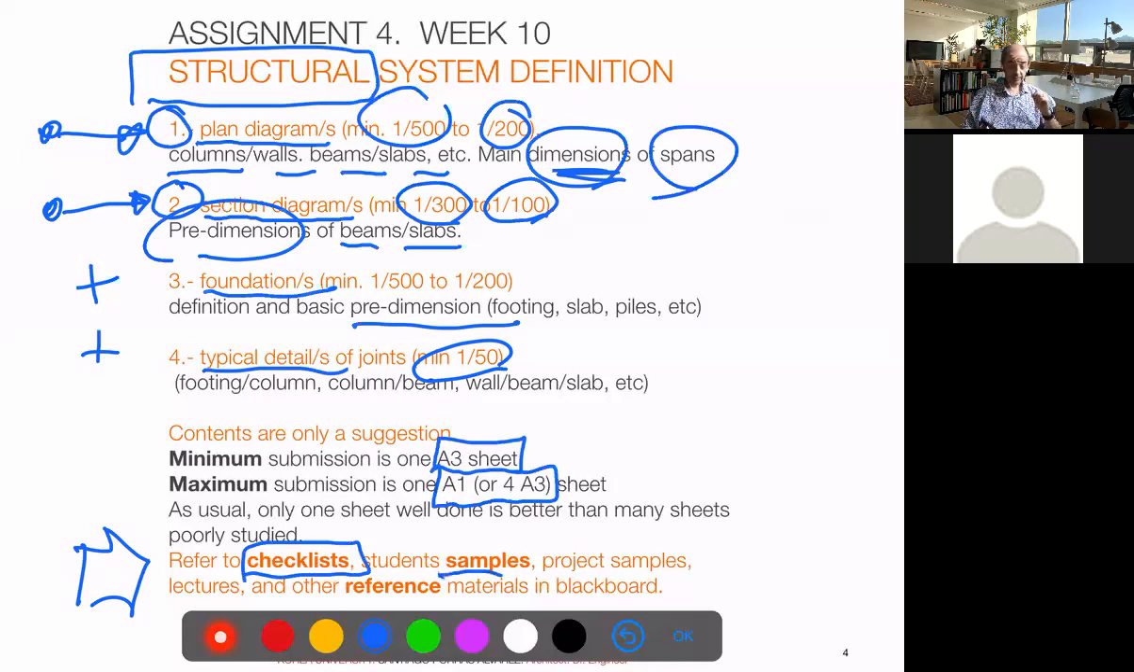In Blackboard, you have a checklist for all the assignments, which I think is a nice document. We have samples of students, we have project samples, and we'll try to complete the collection as we need. And you have the materials in the lectures and other references. So there's plenty of material to look around. You can of course do a neighbor or Google search to find the detail you need, but don't just copy without knowing what you're doing. If we have the whole course and all that material, it is for you to have at least that basic understanding.